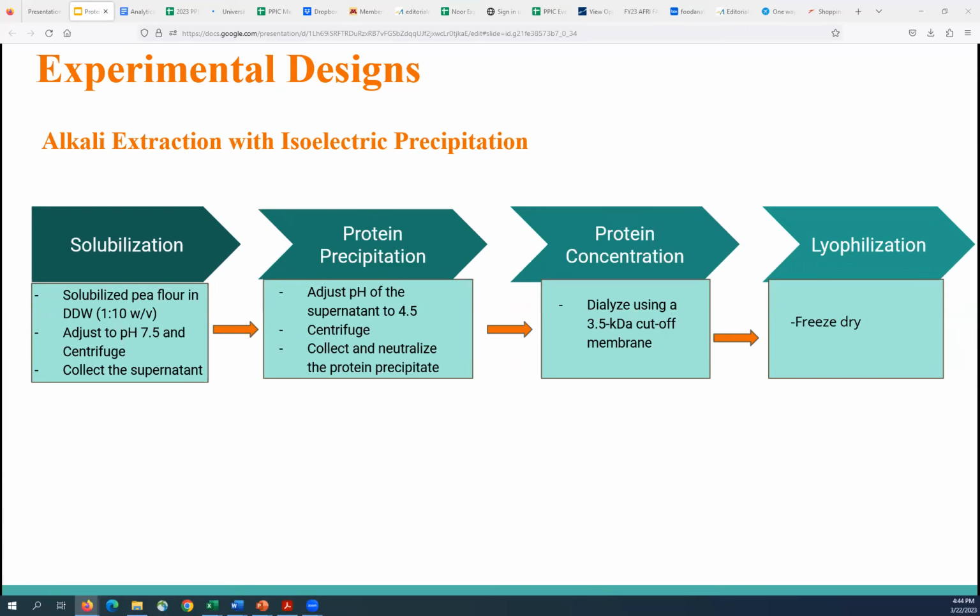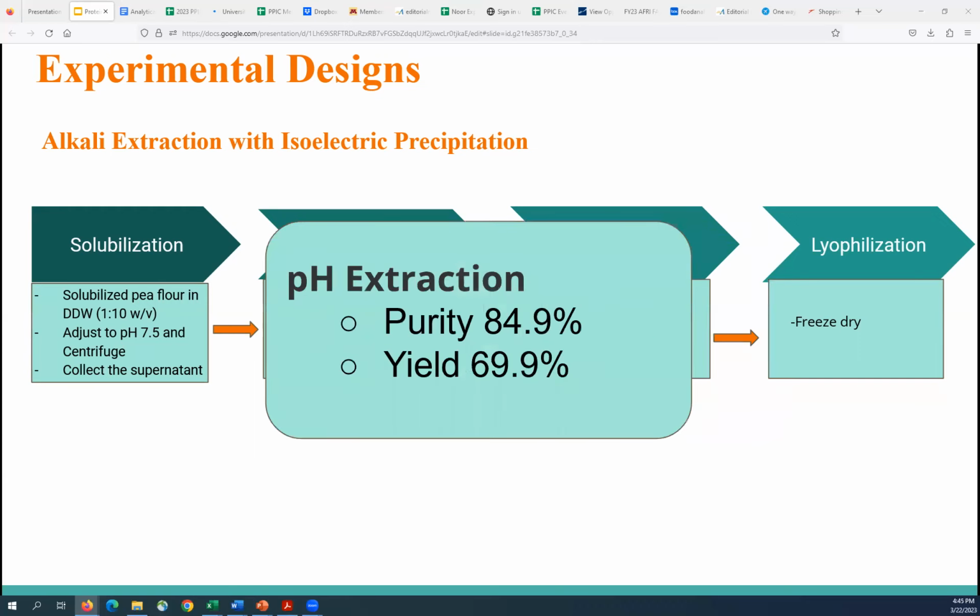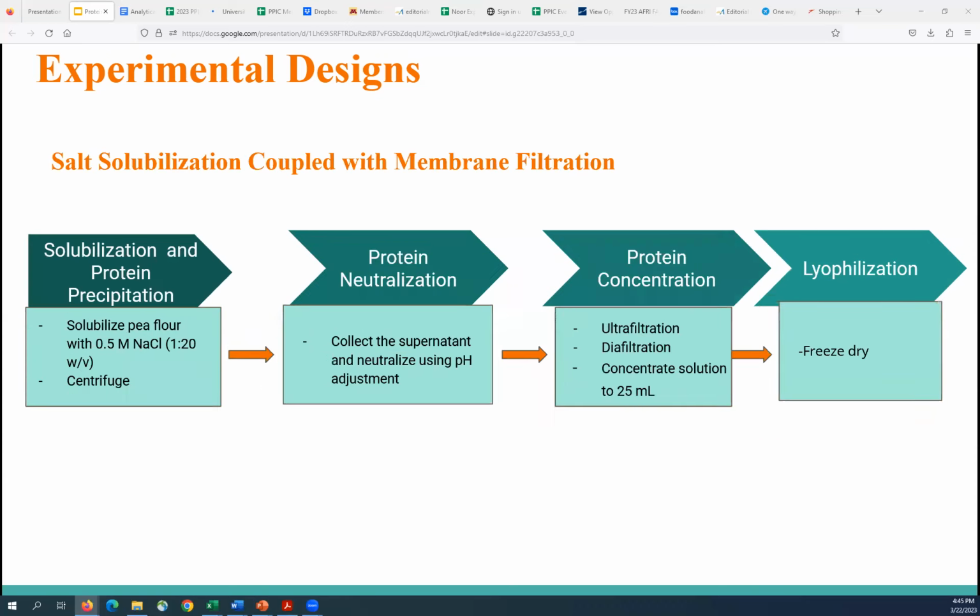So that means when we precipitate the proteins at their isoelectric point of 4.5, they came into the supernatant, and then they were centrifuged, and that supernatant was neutralized. The proteins were then collected, concentrated using dialysis with a 3.5 kilodalton cutoff, and then freeze-dried. So the purity from this extraction was 84.9%, and it had a yield of 69.9%.